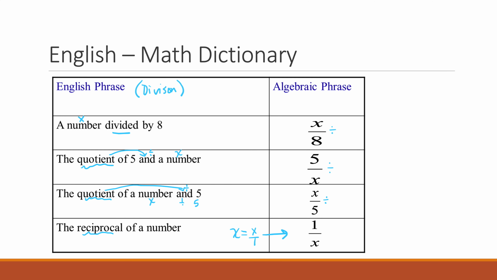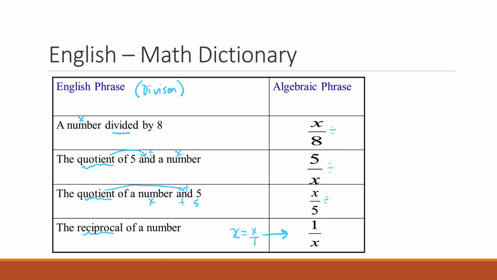And division English phrase examples. A number divided by 8, x over 8. The quotient of 5 and the number. Quotient, it's like the only time I ever hear the word is in here. 5 divided by x.